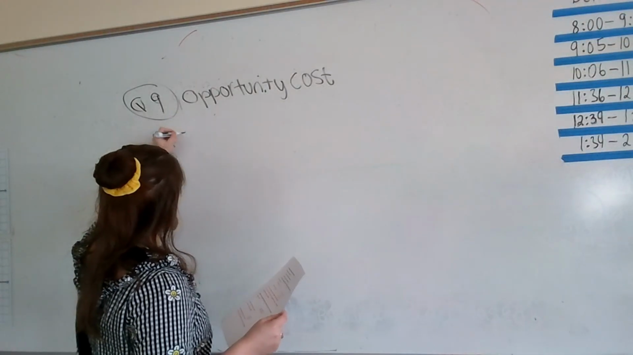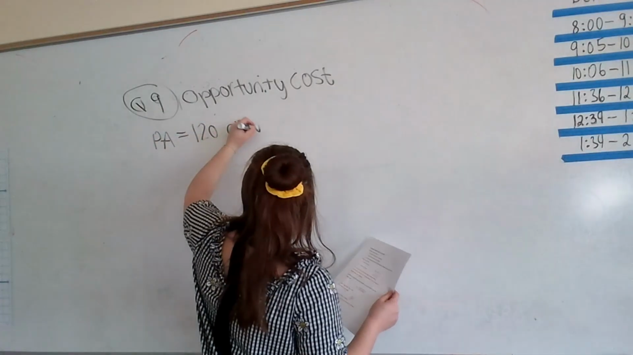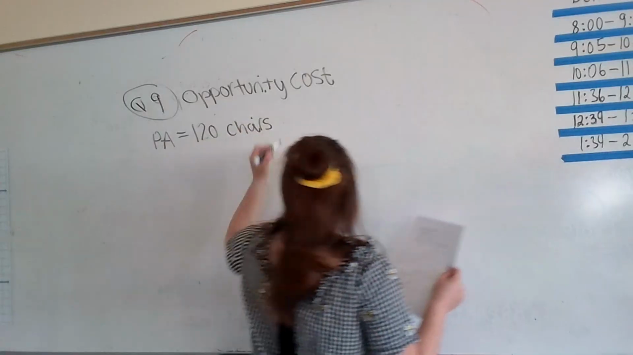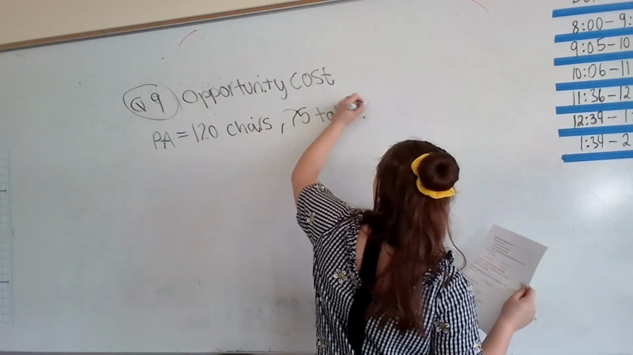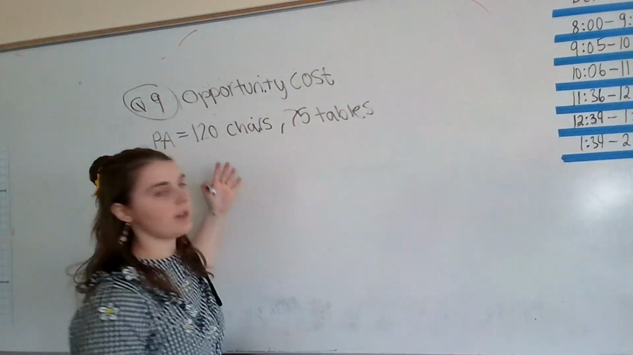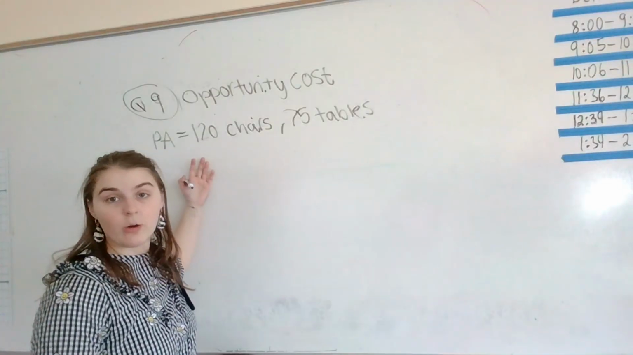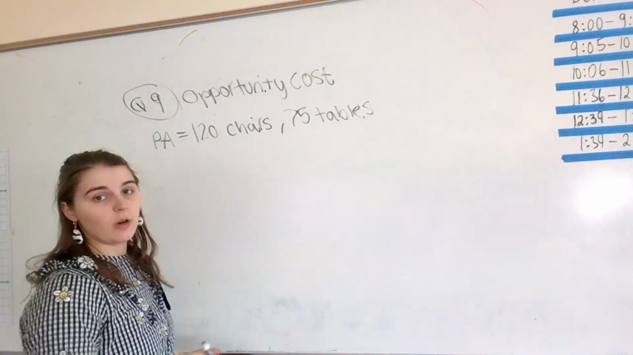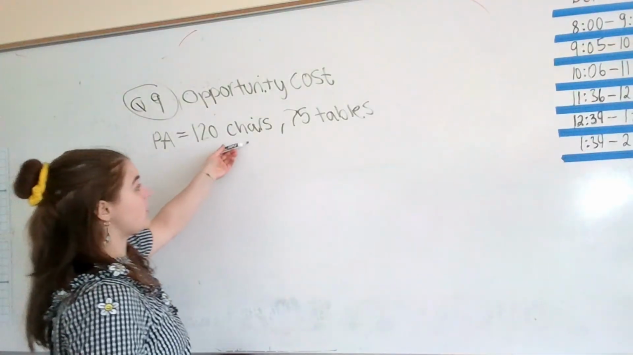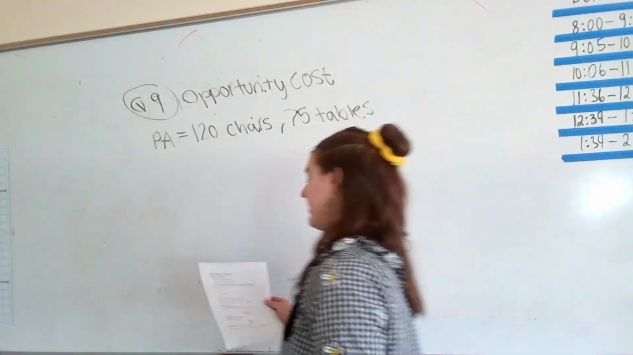at point A, it produces 120 chairs, and it produces 75 tables, right? We could think about this as anything. You could say mangoes, pineapples, we could say oil and healthcare, we could say any big things, right? In this case, our economy produces chairs and tables. We're a very small island, we just do woodworking, I guess.